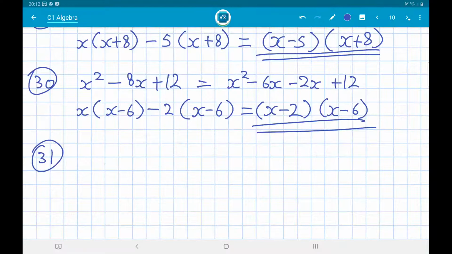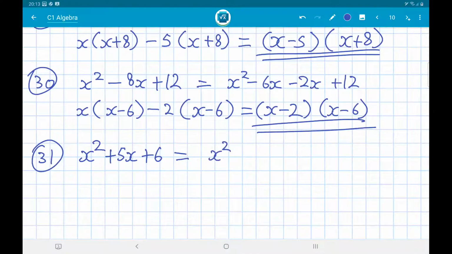31. Okay, so we have x squared plus 5x plus 6, which again we have to look for something pretty simple. Something that multiplies to give you 6 and adds to give you 5. Probably 3 and 2, isn't it?